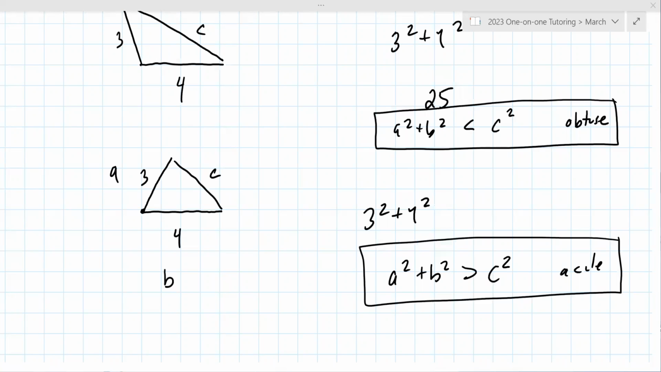That's it there. So let me go find a couple of practice problems that are a little bit more difficult than these. That's not what I want.